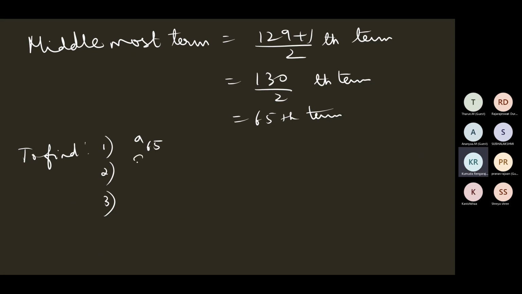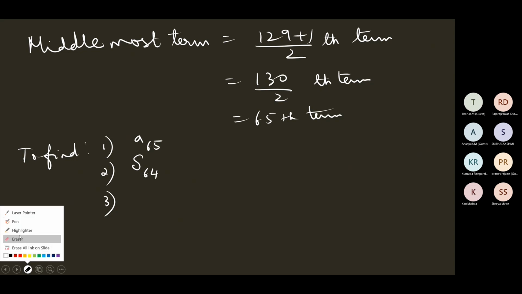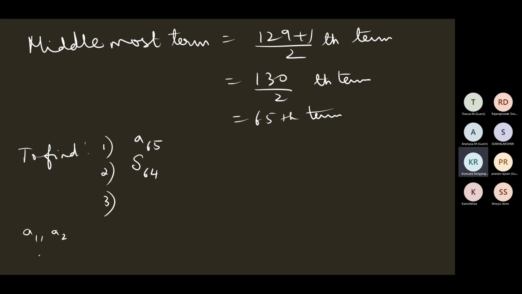And then you need to find the sum of the first 64 terms, because A1, A2, I'll write it without the comma, A1 A2 A3 A4, like this it goes on, A64 A65 A66 goes on till A129. Only 130 terms are not there, only 129 terms are there. So this is the middlemost term.